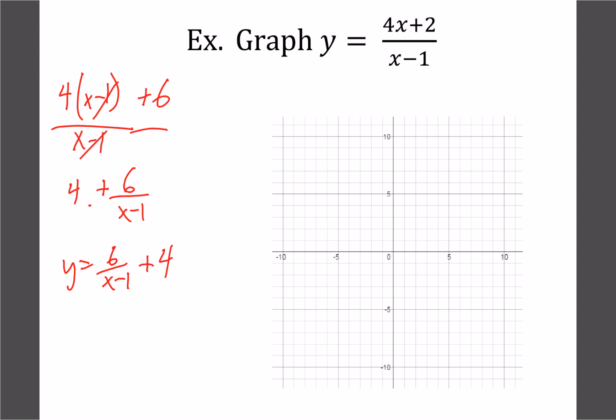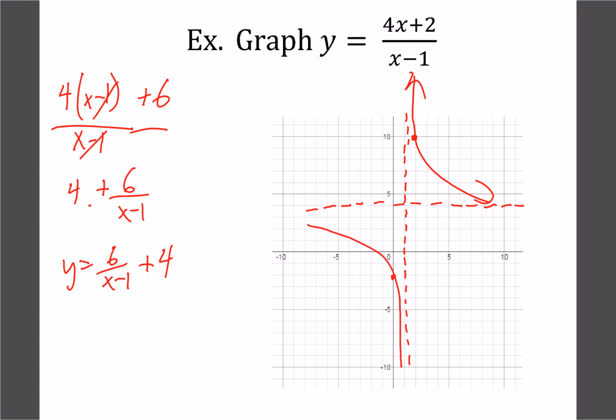So now we know our asymptote line's at 1, and our horizontal one would be at positive 4. And we have an A value of 6. So go 1 over and 6 up, and then go 1 over and 6 down. And we can draw our graphs from there. And that's good enough.